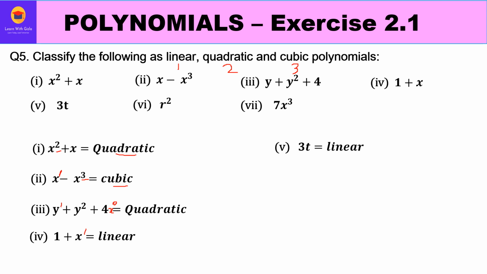In the fifth part, we have 3t. That means it is raised to power 1, degree is 1. When the degree is 1, it's a linear polynomial. In the sixth part, we have r square. That means the degree over here, the highest power, is 2. When the degree is 2, it is a quadratic polynomial. Then we have x cube. That means the highest power is 3. Degree is 3. So when we have degree as 3, it's a cubic polynomial, right?